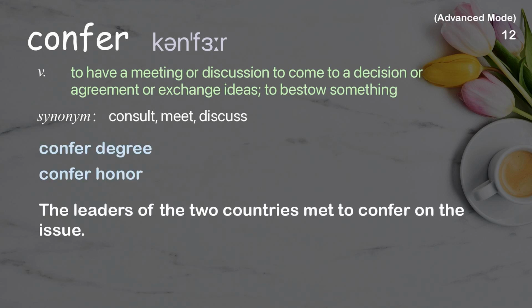Examples: Confer degree. Confer honor. The leaders of the two countries met to confer on the issue.